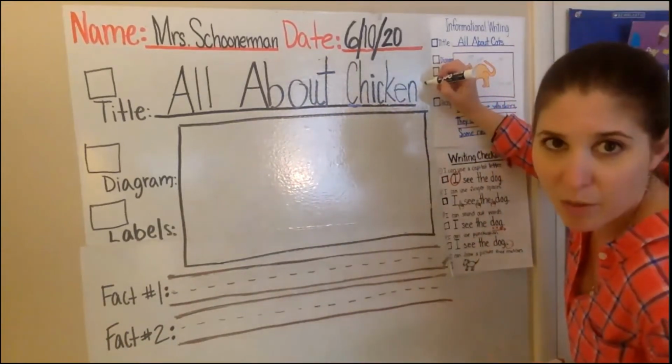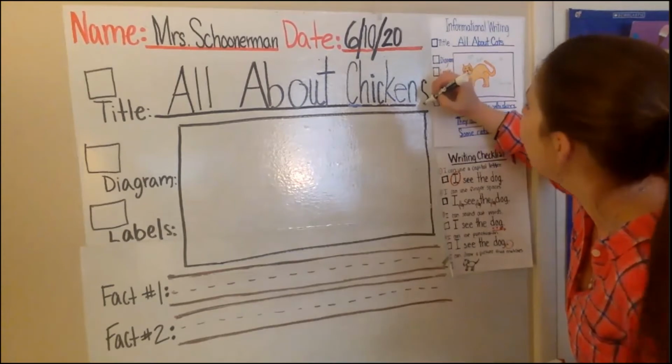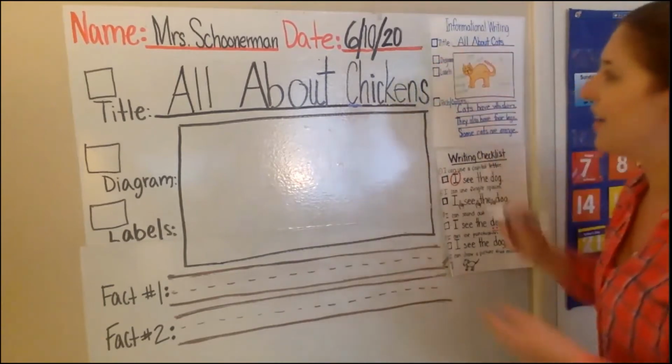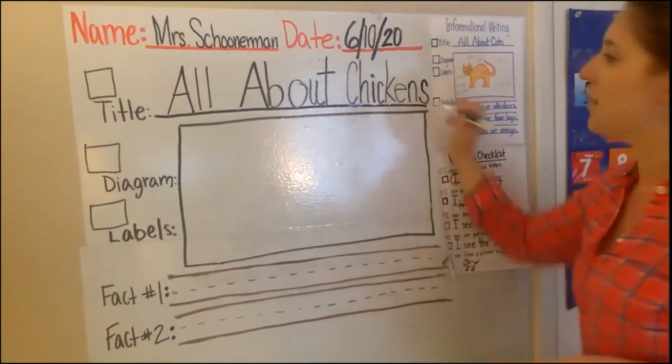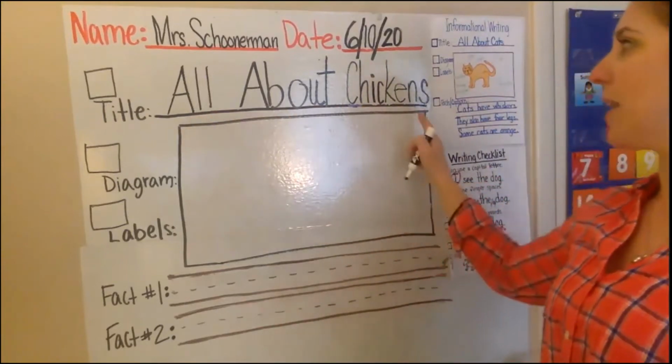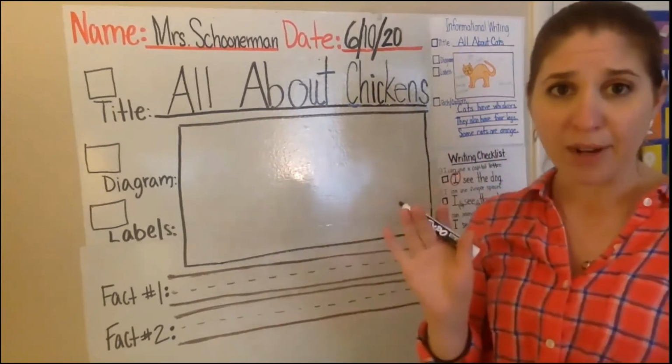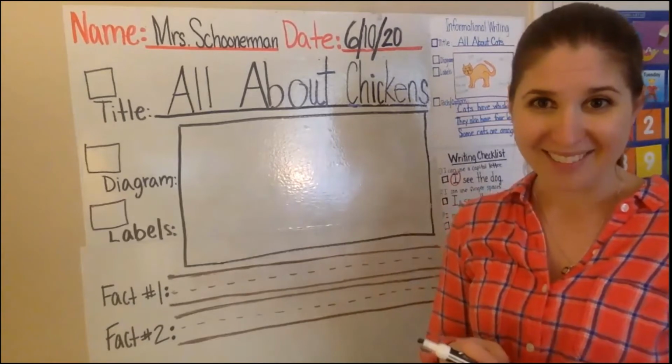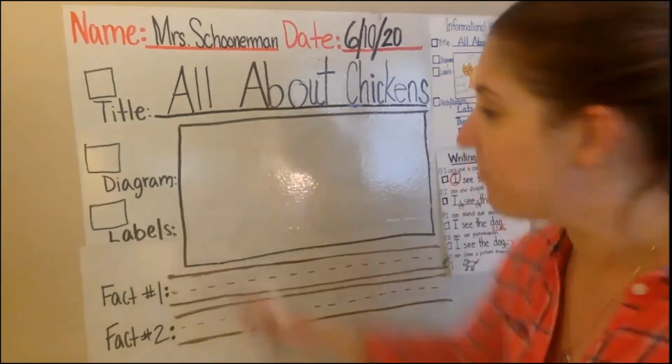So how do we make a word plural? Add an S. And now the title says all about chickens. If you need more time, pause the video, start it up when you're ready. Otherwise, time for our diagram.